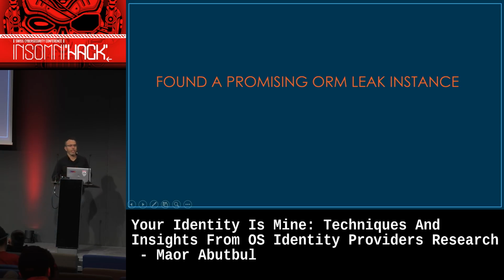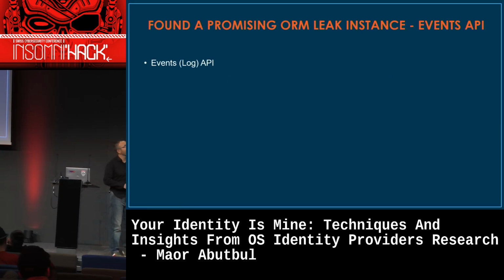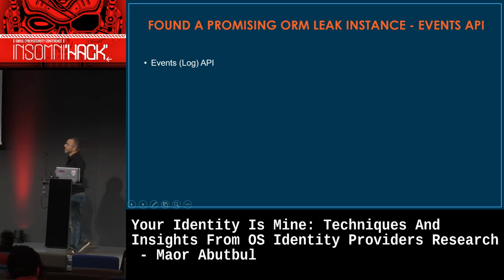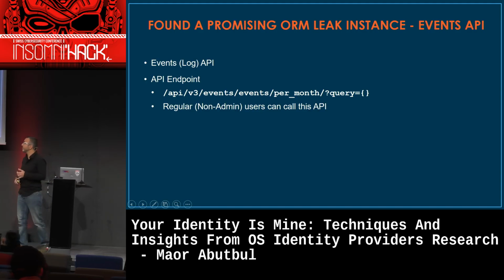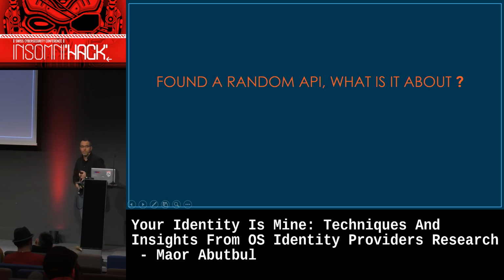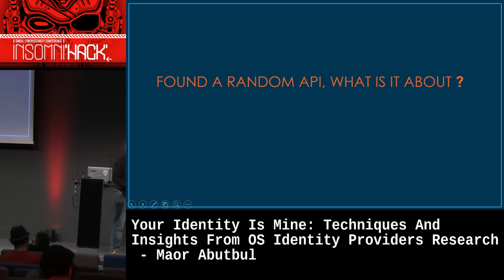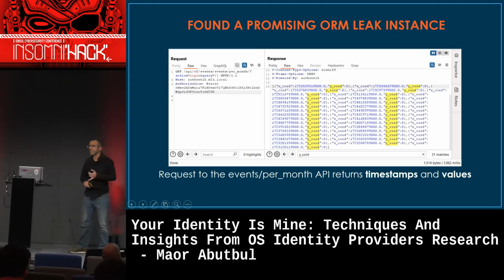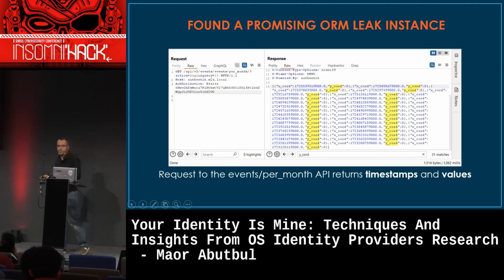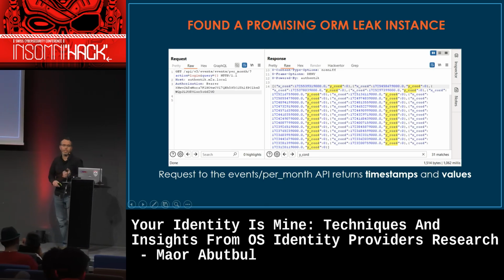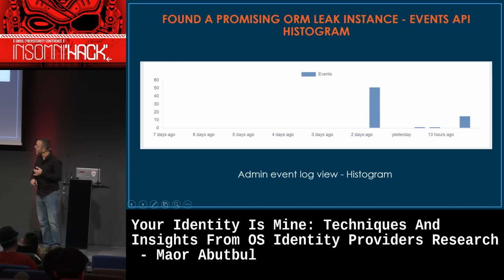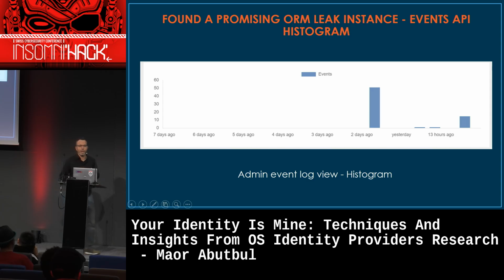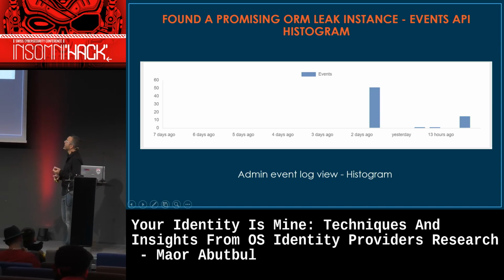So, we were looking and we found a promising ORM leak in the event logs API. This API endpoint can be accessed by any Authentik user. Okay, so we found a random API. What is it about anyway? This API returns timestamps and values. Each value represents the number of occurrences of a log entry in the relevant time slot. It is used by the Authentik Events UI to show event hits in each time slot.